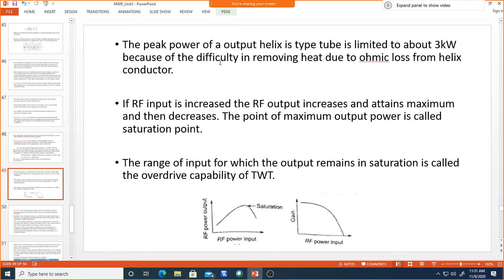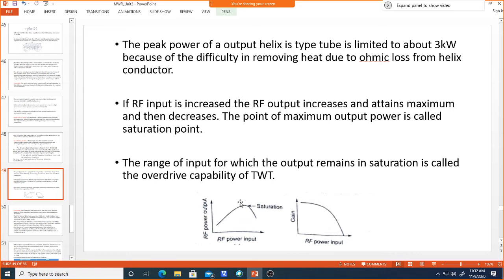The peak power of the output of the helix tube is limited to about 3 kilowatt because of the difficulty in removing heat. Enormous heat will be generated, so that will be the problem. If the RF input is increased, as I said, the RF output also increases, attains the maximum, and again decreases. This point is called the saturation point or maximum output power point.